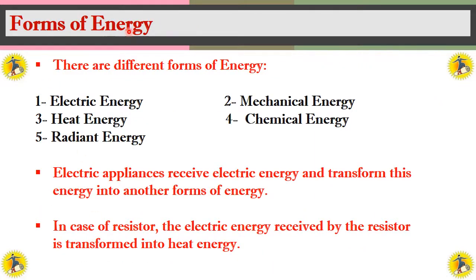Forms of energy. There are different forms of energy: electric energy, mechanical energy, heat energy, chemical energy, radiant energy. Electric appliances receive electric energy and transform this energy into another form of energy. In case of resistor, the electric energy received by the resistor is transformed into heat energy.